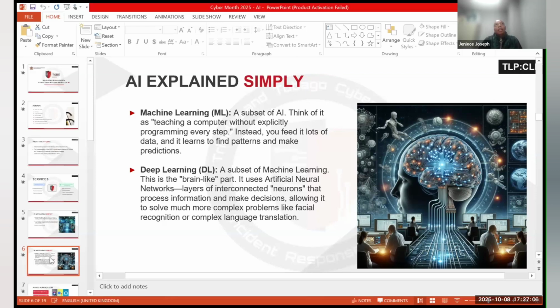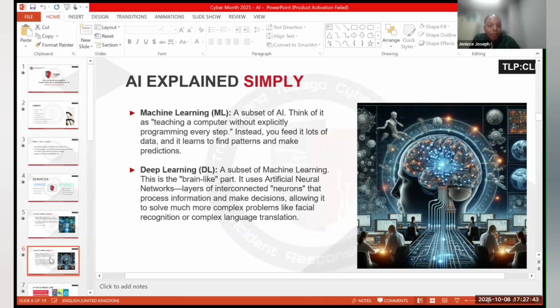Now, let me give you an example of how machine learning works. So let's say you want to train an AI model to recognize, let's say, cats. You wouldn't necessarily feed it paws and whiskers and tails. What you would do, you would feed the model millions of pictures of cats, millions of pictures of dogs, and based on trial and error, the AI model will be able to find patterns and say, yes, this is a cat or this is a dog. So it basically learns from the data you feed it.